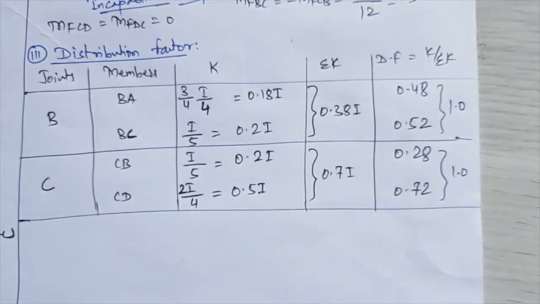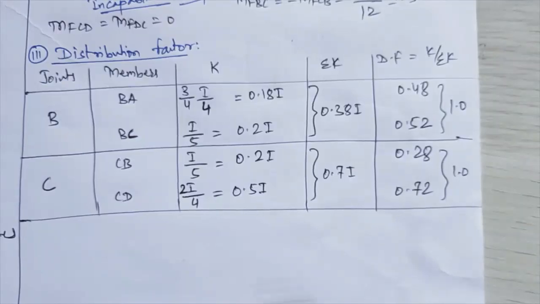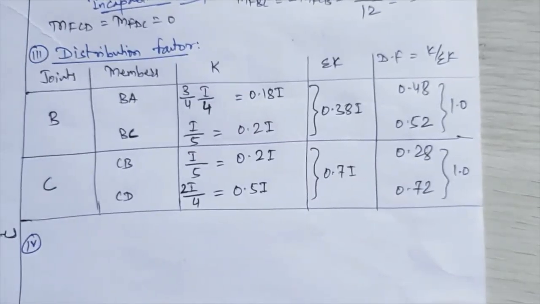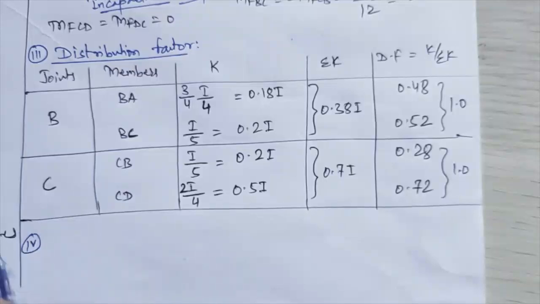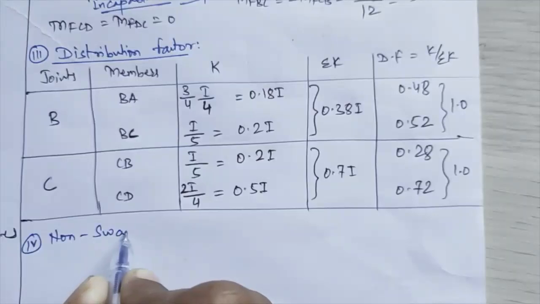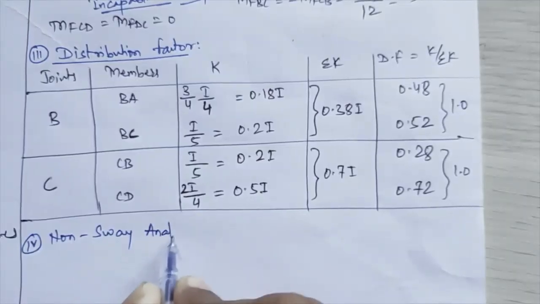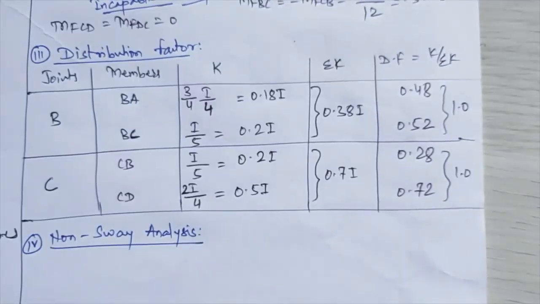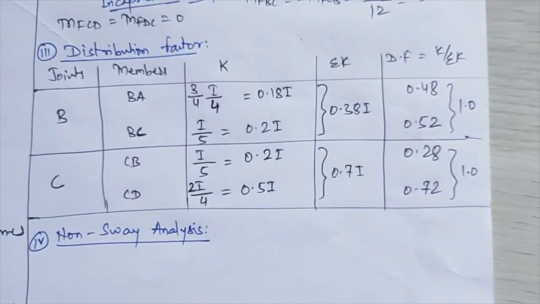Okay, now the change in the next step is your moment distribution table. That moment distribution table you have to keep the same as it is. I am just changing the name of this step. What I am doing is the non-sway analysis. In this, we assume that initially the frame doesn't sway.